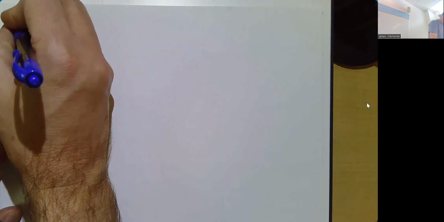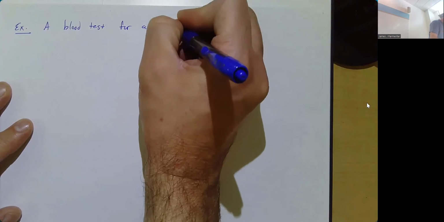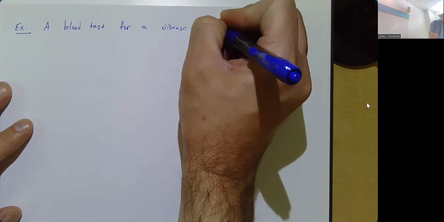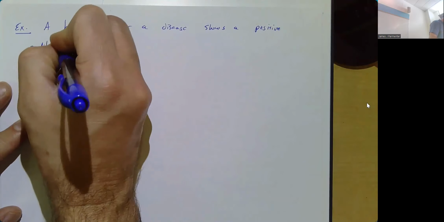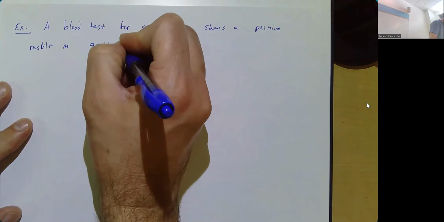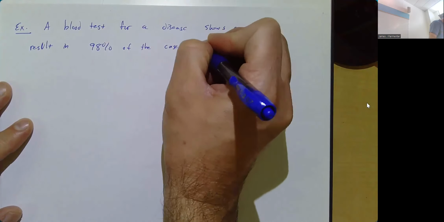Oh yeah, let's go there. All right, so here is the lead up to a Bayes formula question. So what do we have here? A blood test for a disease shows a positive result in 98% of the cases when the disease is actually present.